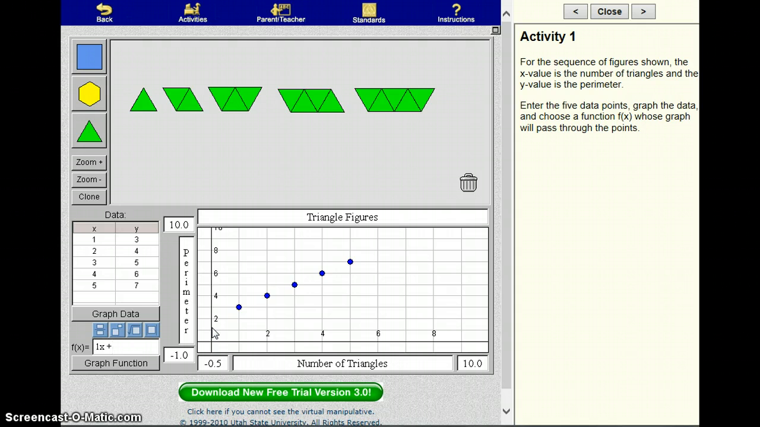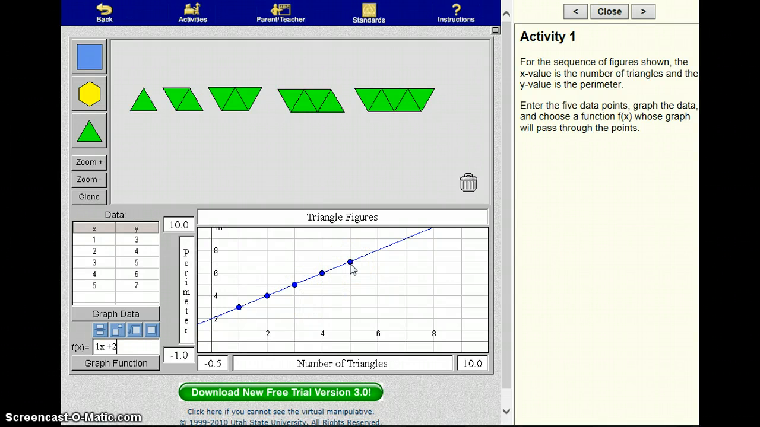Well, actually, in the real world, no triangles would give us no perimeter, but for this particular model, it would go down to 0. Each time it decreased 1 in x, it decreased 1 in y, so it would be plus 2. And if we graph the function, we can see that it goes through each one of these points.